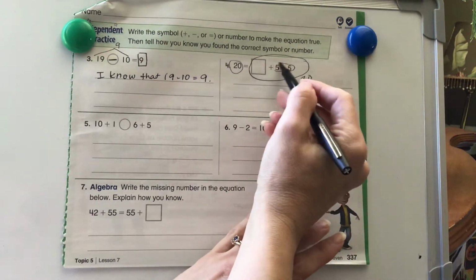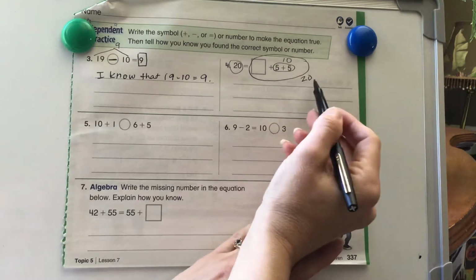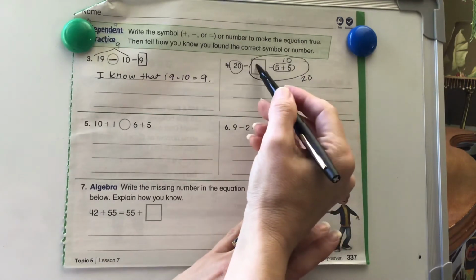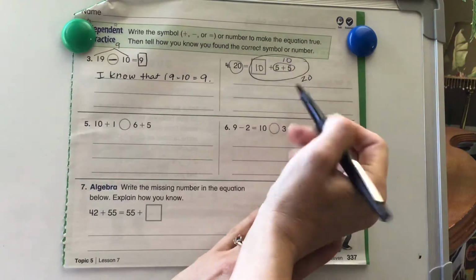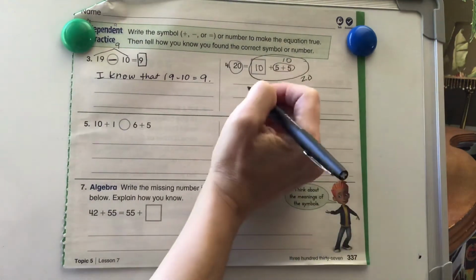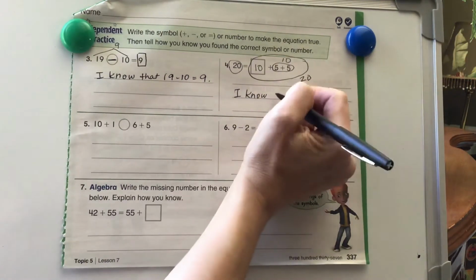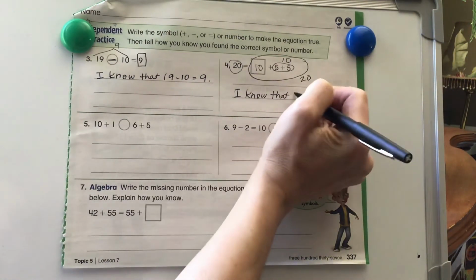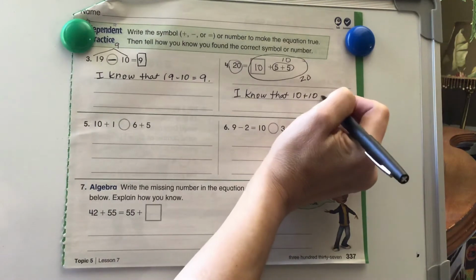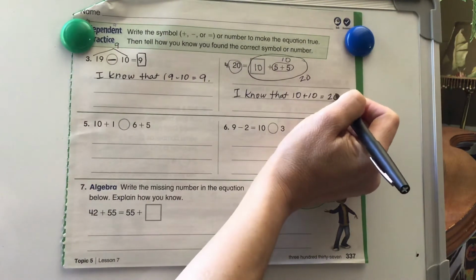5 plus 5, I know equals 10, but I need to get up to 20. So I know that 10 plus 10 is going to equal 20. So I can just say that same thing again. I can say, I know that 10 plus 10 equals 20.